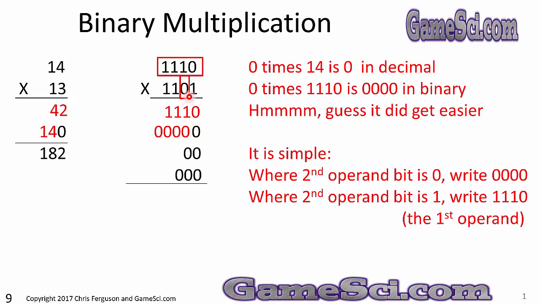This digit 0 in the twos place is multiplied by that number right there, just like we did in decimal. And of course the result, 0 times anything, is all zeros. It is that simple. Where the second operand bit is 0, you write down a 0. Where the second operand bit is a 1, we're going to write down the top operand, or the first operand. See what I mean? Binary multiplication may actually be easier than decimal multiplication.